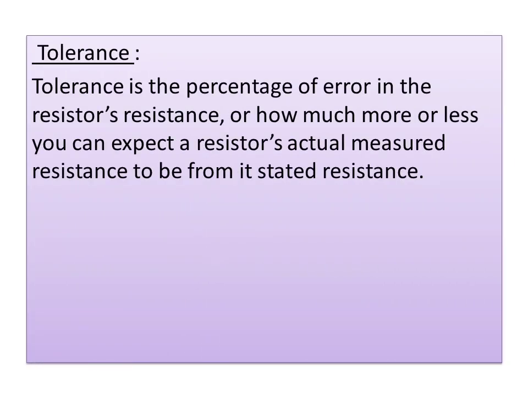Now tolerance. Tolerance is the percentage of error in the resistor's resistance, or how much more or less you can expect the resistor's actual measured resistance to be from its stated resistance. What do you mean by this? So basically जो हम वैल्यू कैलकुलेट करते हैं एंड जो एक्चुअल मेजर्ड वैल्यू होता है उसमें जितना परसेंटेज एरर होता है, ठीक है, उसे हम क्या कहते हैं, टॉलरेंस कहते हैं.